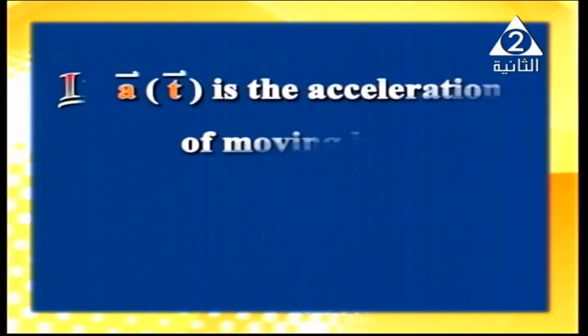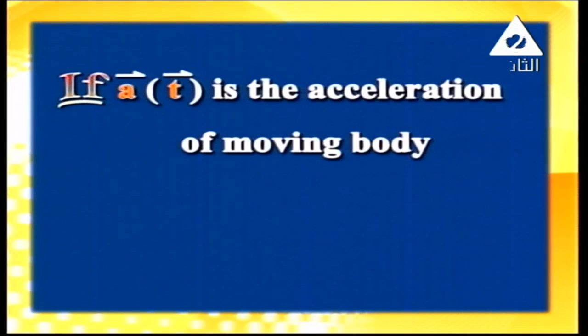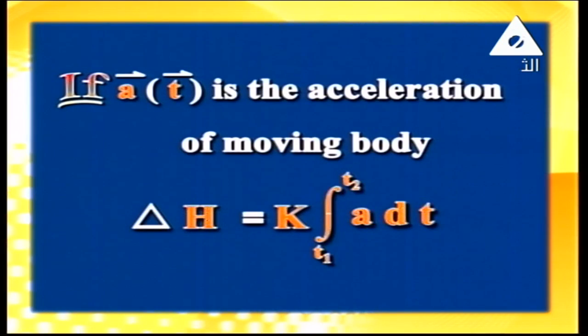Therefore, what does the acceleration of a moving body equal? By using acceleration, we find delta p. Why? Because the change of velocity is acceleration. Delta p equals k, a constant, times the integration from t1 to t2 of the acceleration a dt.